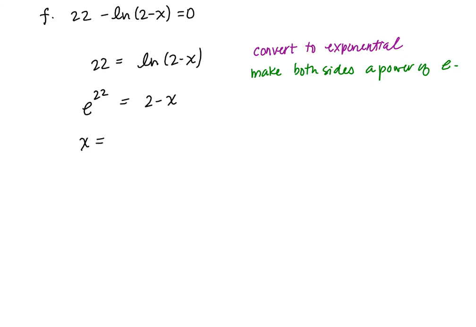x equals... Now we'll add x to both sides and subtract e to the 22. Kind of maybe scary because it looks funny, but that's the solution. It's a number. You could get a decimal and approximate if you need be.